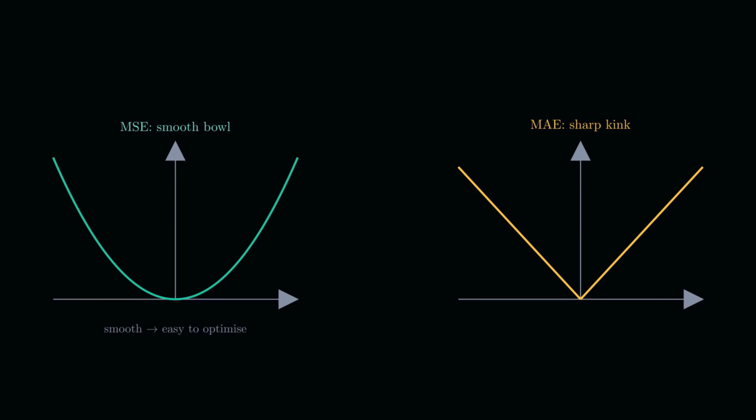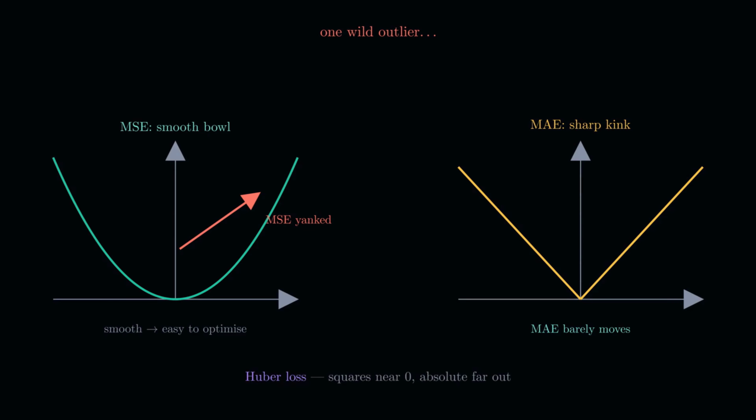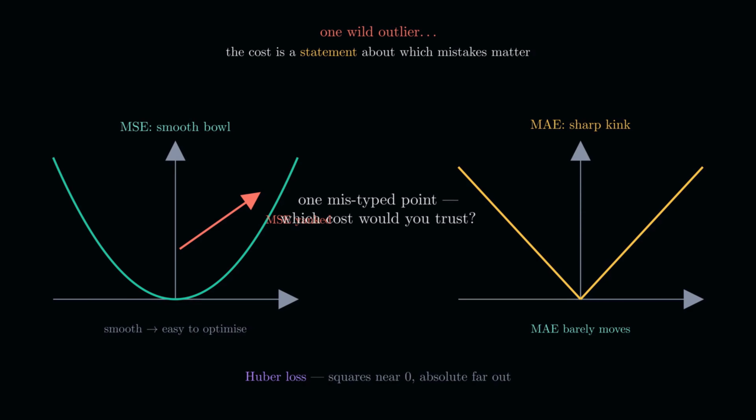Second, squaring deliberately makes large errors even more painful. One big miss dominates the score, which is great when big mistakes are genuinely the worst. But not when your data has wild outliers that you'd rather not let hijack the whole model. There's even a compromise called the Huber loss that behaves like squares for small errors and like absolute value for larger ones. So the choice of cost isn't a detail, it's a statement about which mistakes you care about the most.